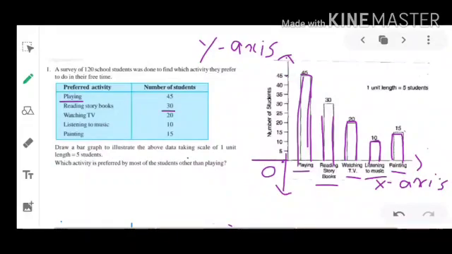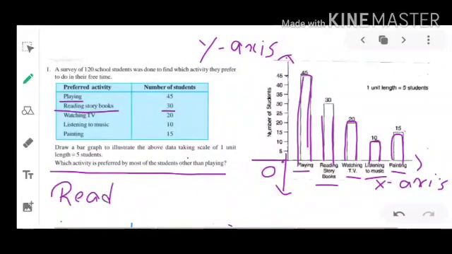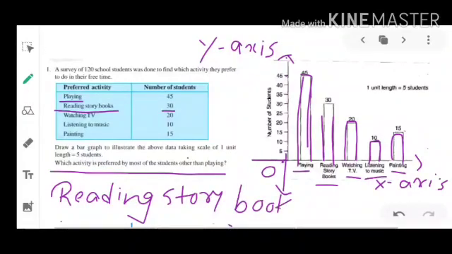But our question is not yet completed. See, which activity is preferred by most of the students other than playing? Which activity? Yes, reading storybook. Reading storybook is preferred by most of the students other than playing. I hope you can understand it very well, and we are going to our next sum.